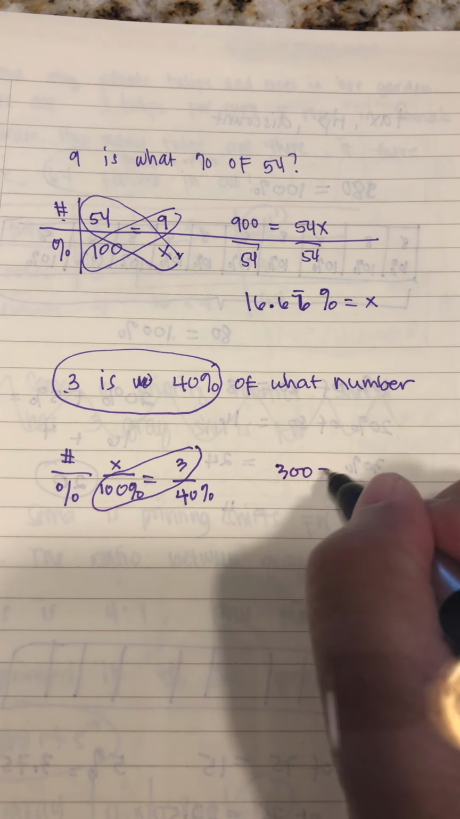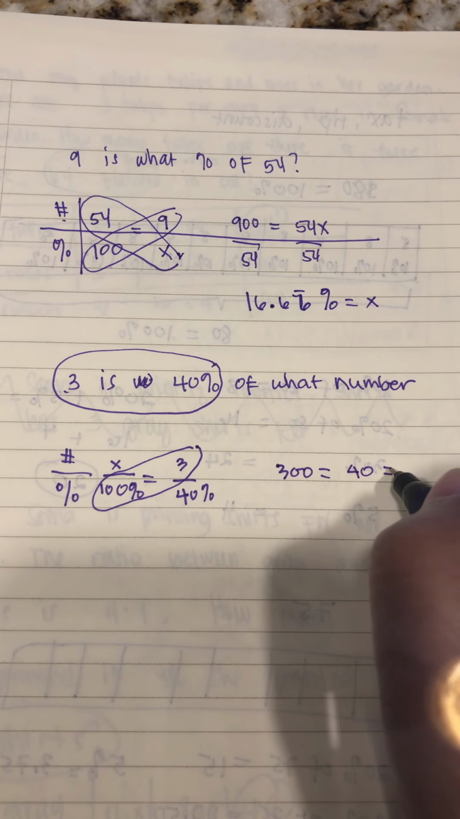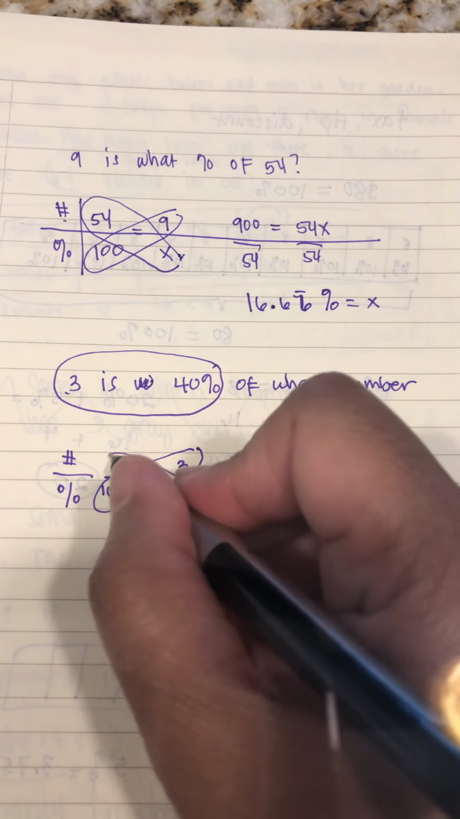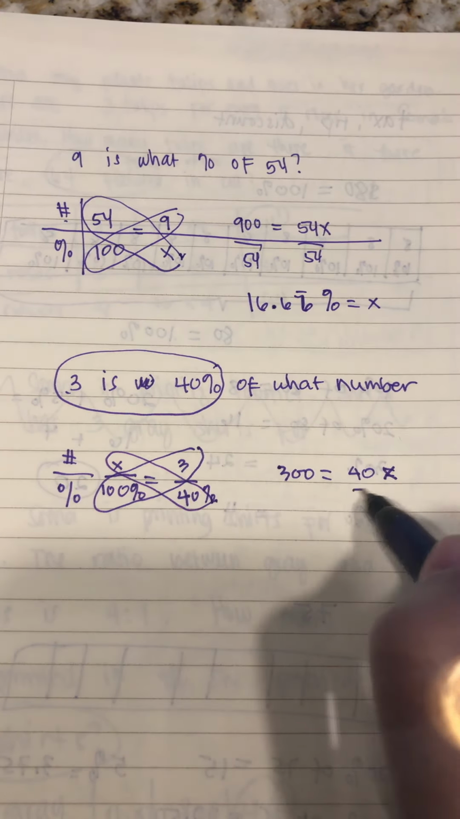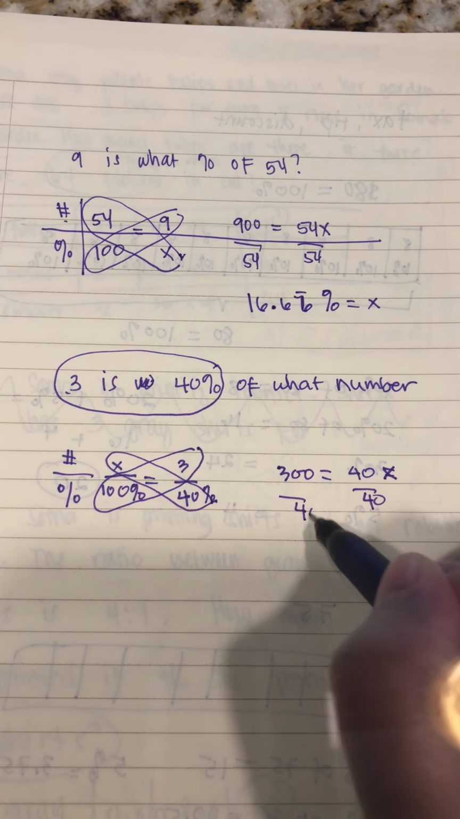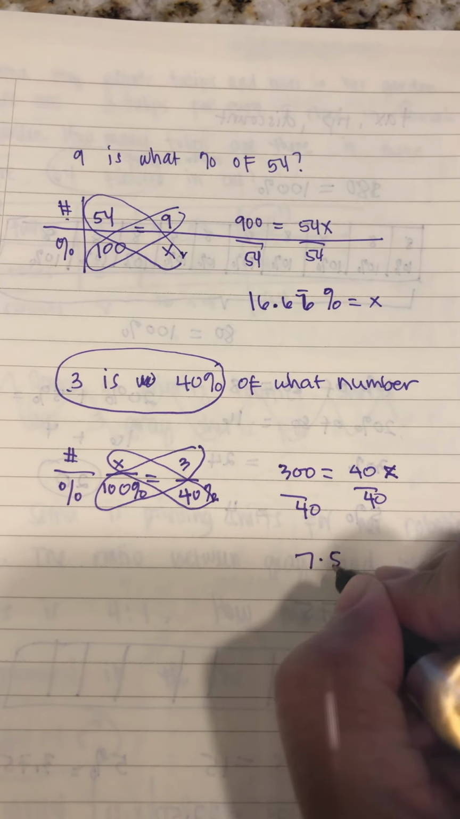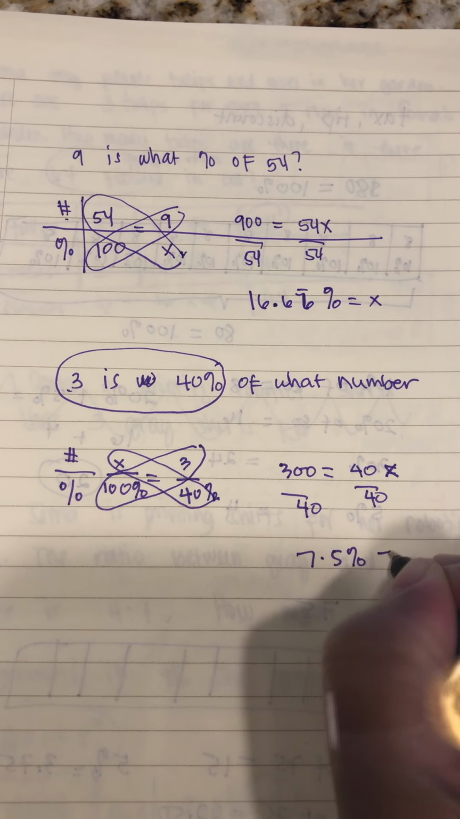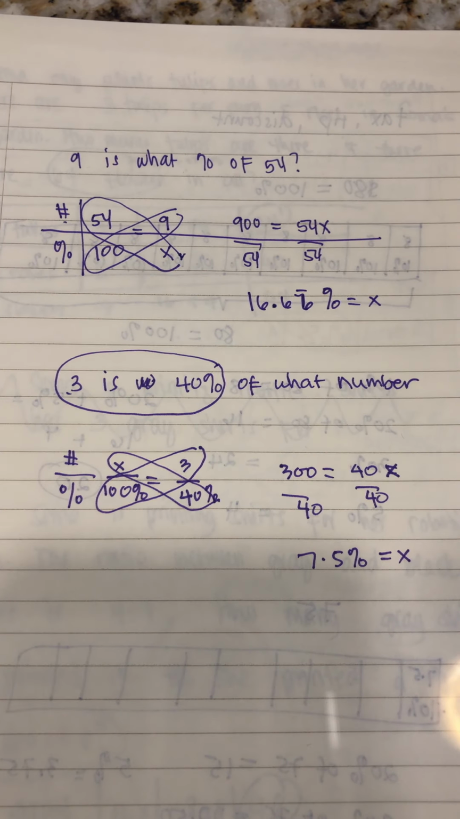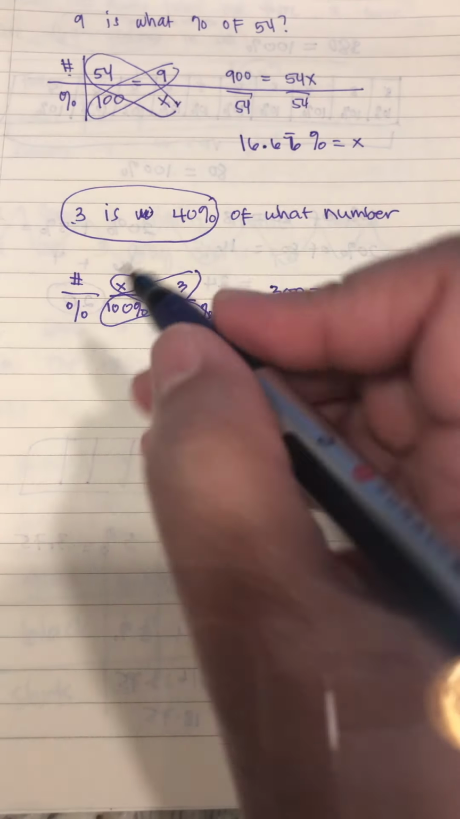So 300 equals 40x. All right, then now we divide by 40. So we have 300 divided by 40 equals 7.5%. Okay? All right. Let's do another one. One more.